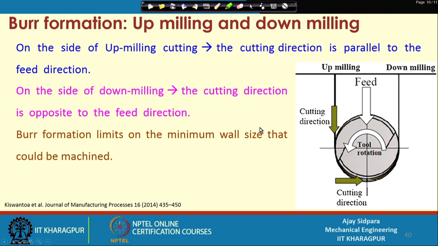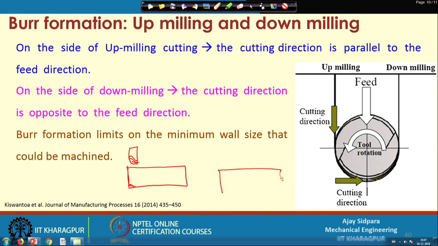Right. So, what is the important thing here? The burr formation limits the minimum wall size that could be machined. Let us see an example of what the problem is with respect to the minimum wall size. Consider that this is our workpiece. We are talking only about the vertical milling machine operation, and our cutting tool is at this location. We want to do some type of machining operation like this.